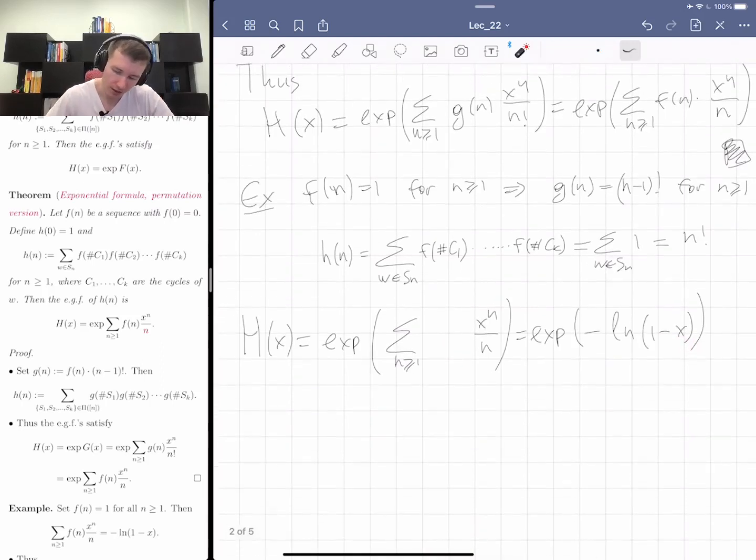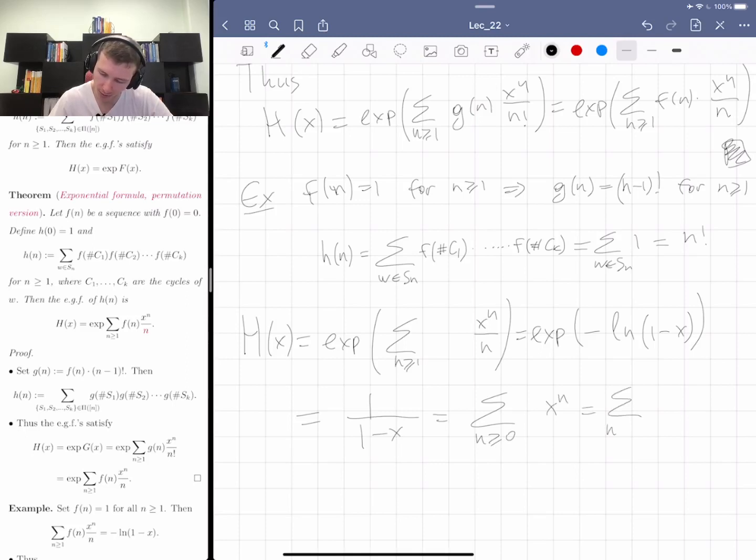And now I can take the exponential, so the exponential of the logarithm would be 1 over 1 minus x, but then the minus sign takes it to the 1 over 1 minus x, which is the sum over n greater than or equal to 0 of x to the n. Or in other words, it's the sum over n greater than or equal to 0 of n factorial times x to the n over n factorial.